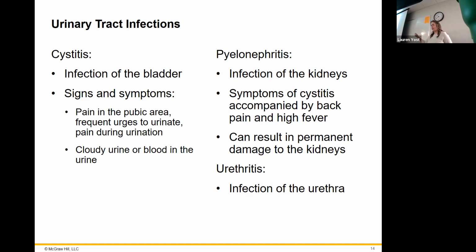Here we're talking about fevers and things like that associated with this. You have that whole inflammatory reaction as a result of the infection. Pyelo, fire, and infection at the same time.